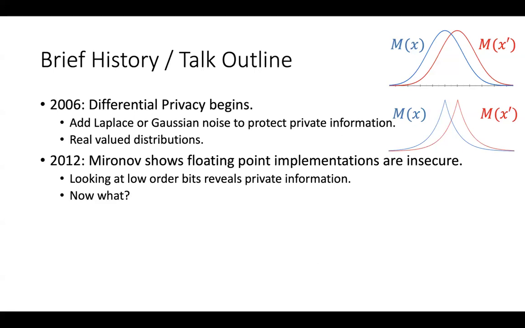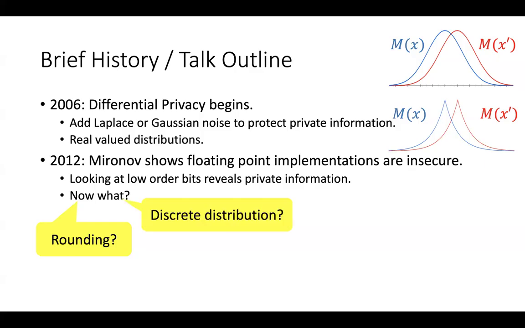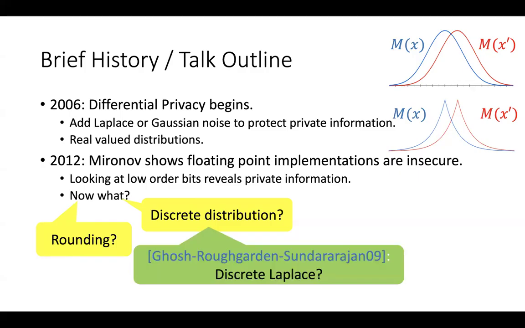So that leaves us in an awkward position. We have this nice theory, but implementing it doesn't quite work. The obvious thing to try is rounding. That kind of works, but it's messy. The next question is, well, what about a discrete distribution? Instead of having a distribution on the real values, can we come up with something that's supported on the integers? There's one previous work which came up with a discrete version of the Laplace mechanism.